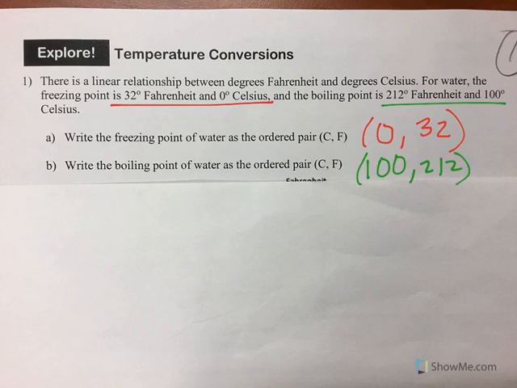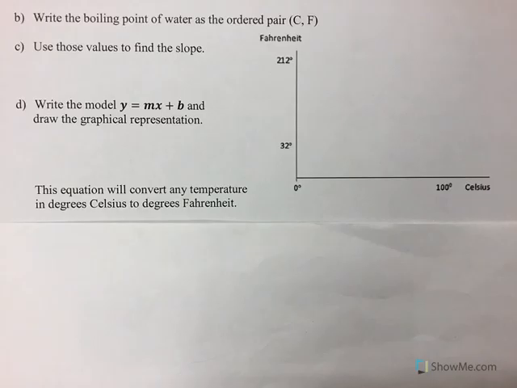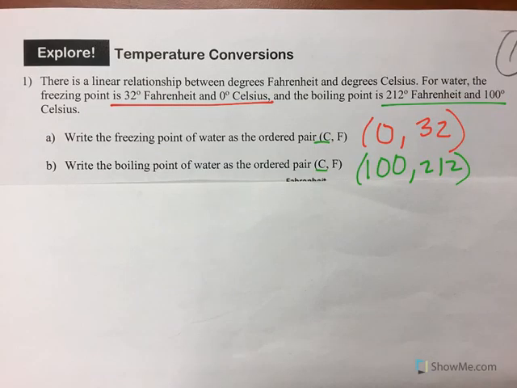In this case, you just want to make sure you're consistent. So if you're putting Celsius first, it needs to be first in both of them. All right, so we have two ordered pairs. Let's use those values to find the slope. I'm going to come back because I have more room on this page.